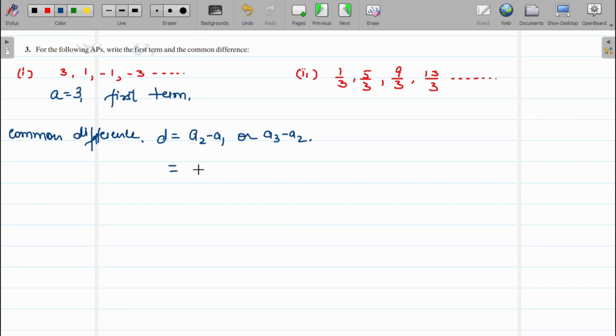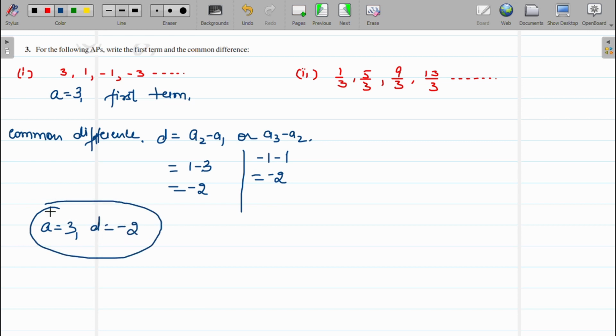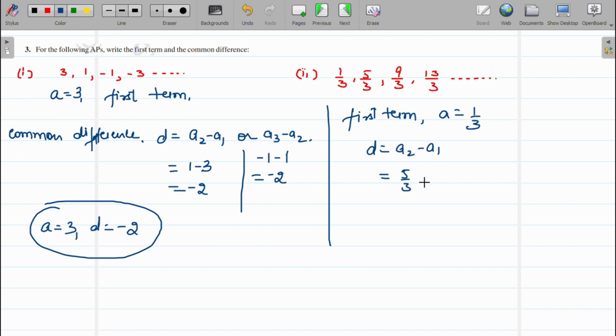So A2 minus A1 will be 1 minus 3, that is minus 2. If you want, we can do it here also: it's minus 3, A3 is minus 1, minus 1, so it will be again minus 2. So my A is equal to 3 and D is equal to minus 2 in this case. Now this one. Again the first term is A equal to 1 by 3 and D is equal to A2 minus A1. So that will give you 5 by 3 minus 1 by 3, that is 4 by 3. That's it.